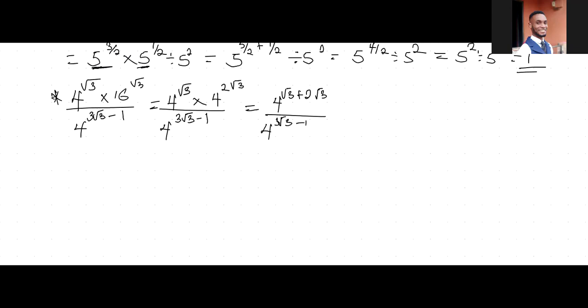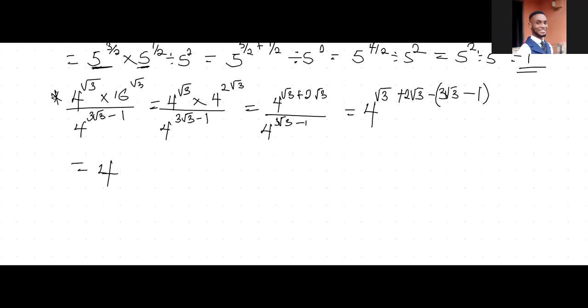Now look at this again. We have 4 as the base and 4 as the base, then division. So all these, I will pick one of it and we subtract the power from each other. So 4 raised to the power of root 3 plus 2 root 3, minus 3 root 3 minus 1. We're going to put this thing in brackets because we know multiplication and subtraction have a way of affecting our answer.